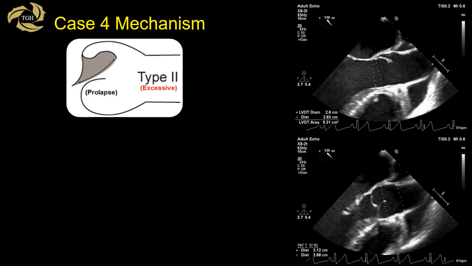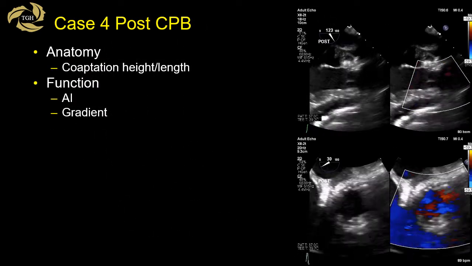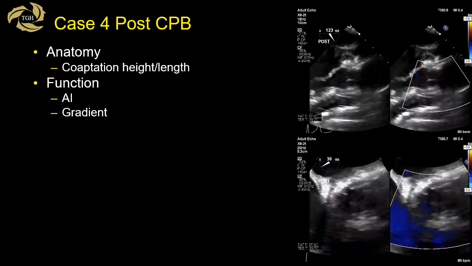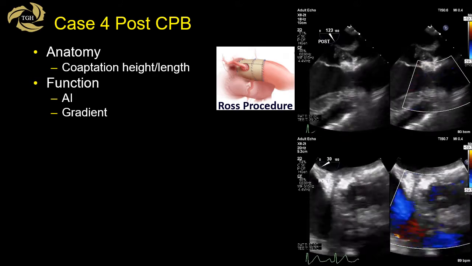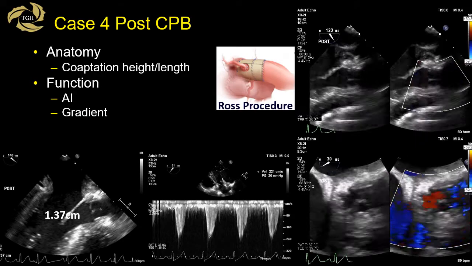The mechanism of AI is a bicuspid aortic valve with prolapse of the posterior cusp and eccentric anteriorly directed AI and likely a perforation. The aortic valve annulus is dilated at 2.83 centimeters, with the remainder of the aortic root and ascending aorta not dilated. To address this patient's pathology, the surgeon elected to perform a Ross procedure with implantation of the native pulmonic valve in the aortic position. Assessment involves similar parameters for structure and function.